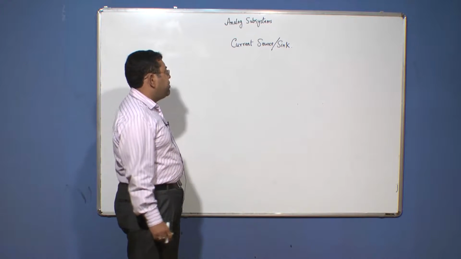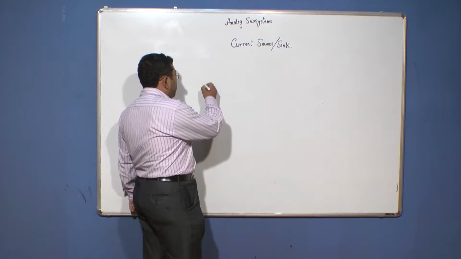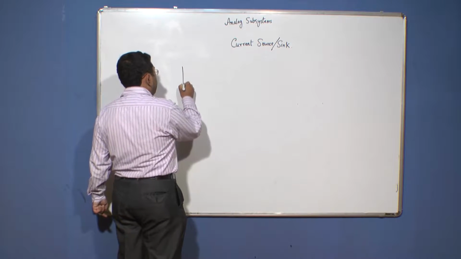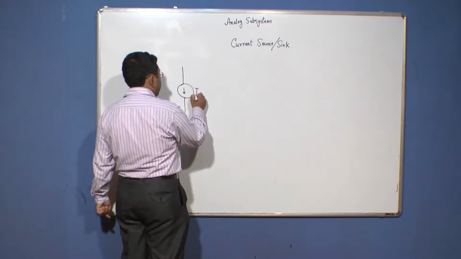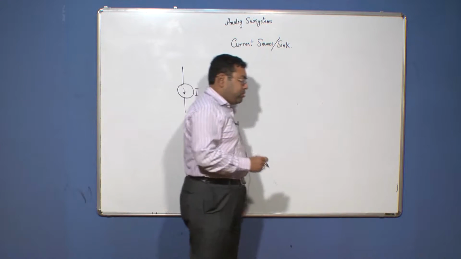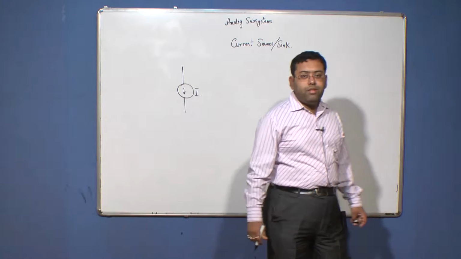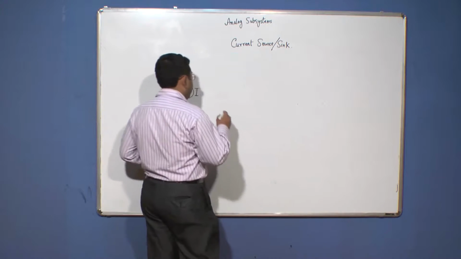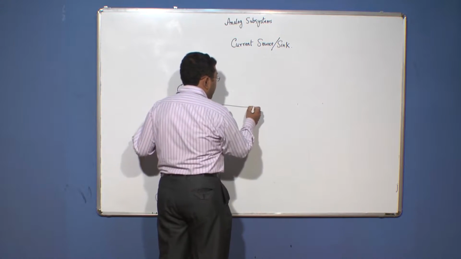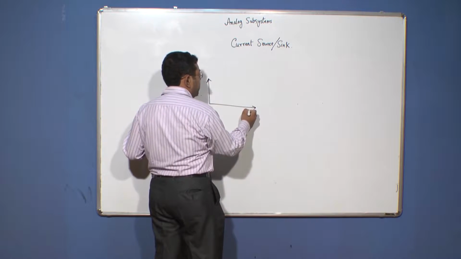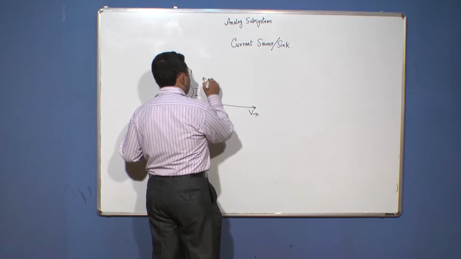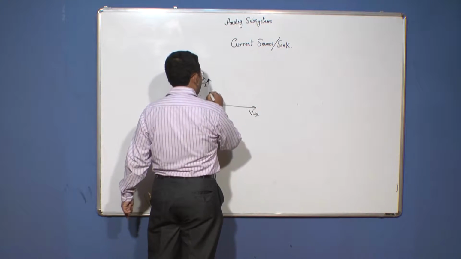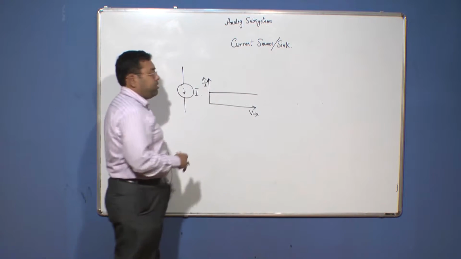So, today we shall discuss current source or sink. Now, if you recall from your knowledge of basic circuit theory, a current source delivers current to a circuit. An ideal current source is supposed to deliver a constant current to a circuit irrespective of the voltage across it. Therefore, the IV characteristics of an ideal current source is going to be like this. The current at the output of the current source is constant and is independent of the voltage across it.